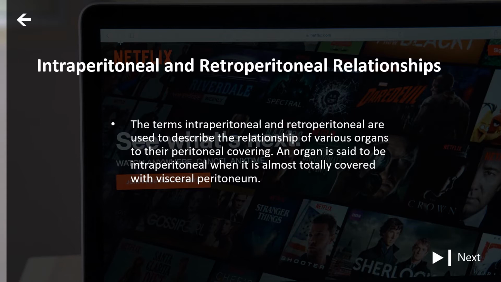The pancreas and the ascending and descending parts of the colon are examples of retroperitoneal organs. No organ, however, is actually within the peritoneal cavity. An intraperitoneal organ, such as the stomach, appears to be surrounded by the peritoneal cavity, but it is covered with visceral peritoneum and is attached to other organs by omenta.